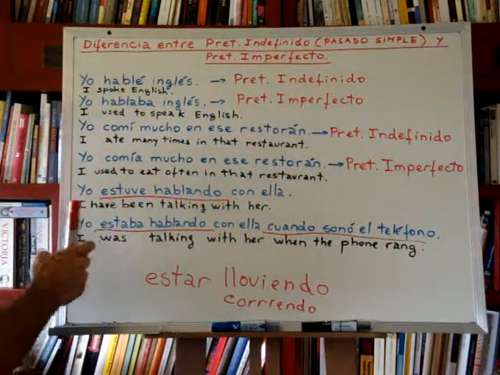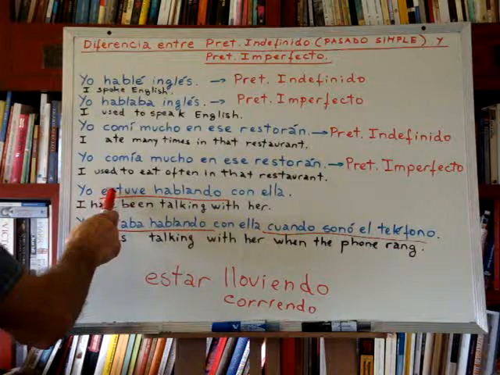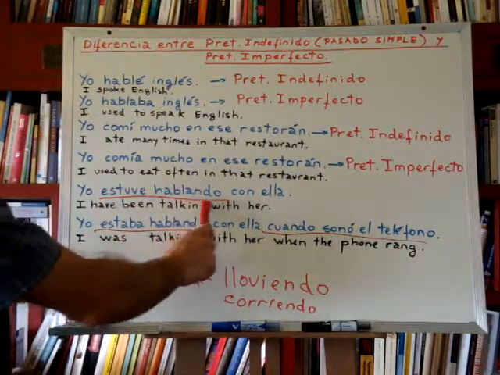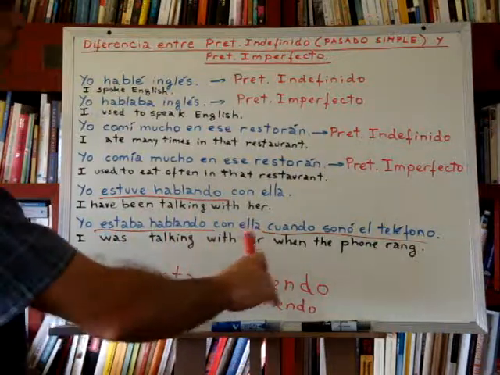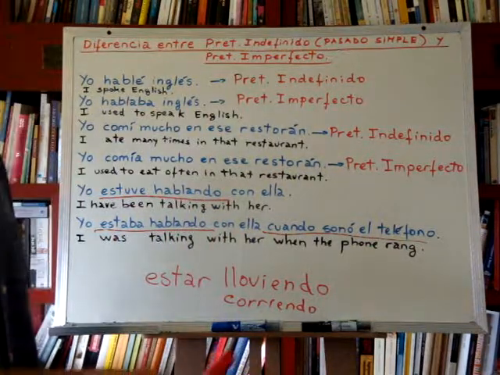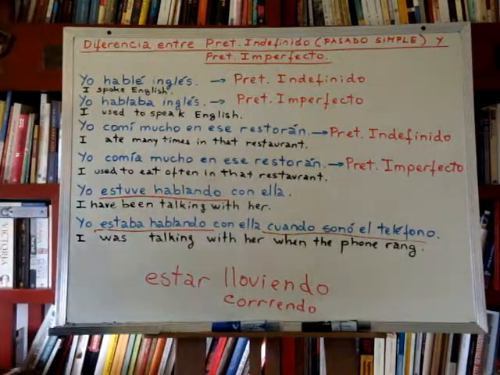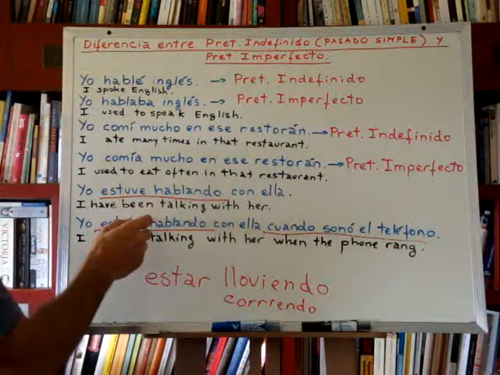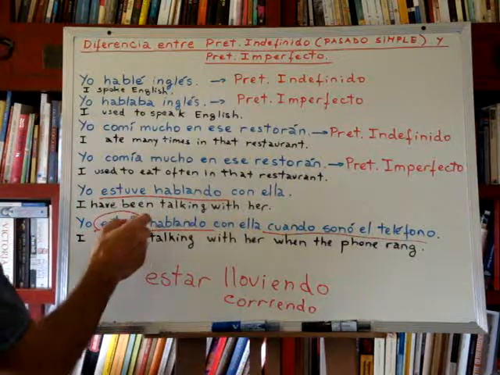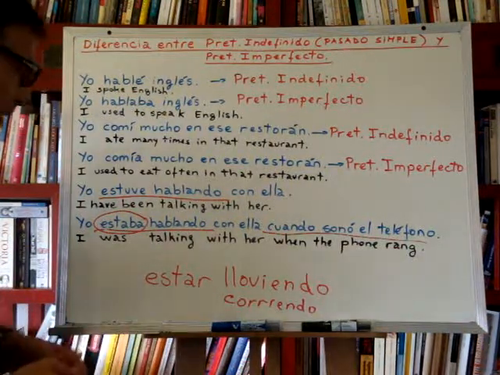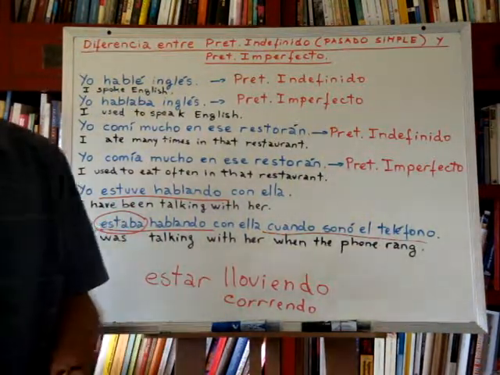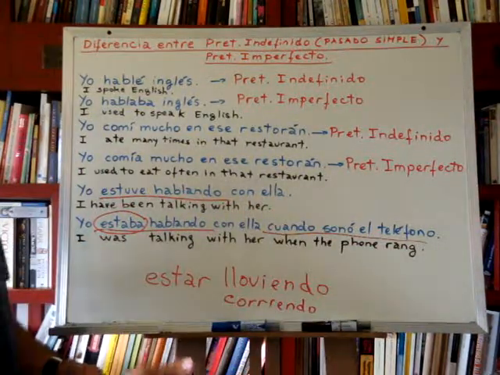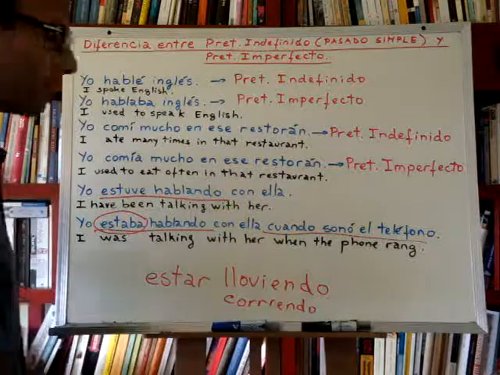So see how the meaning changes between estuve and estaba. The meaning would be I have been talking, and I was talking when something happened, okay? So here we also use the auxiliary verb in pretérito imperfecto when we were doing something in the past until or when something happened, and then we have the predicate with when, okay?